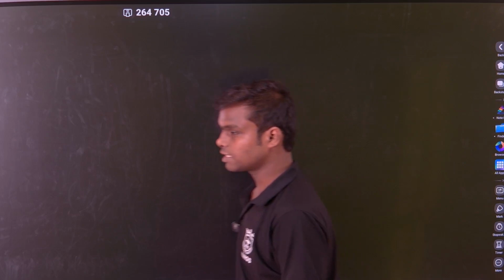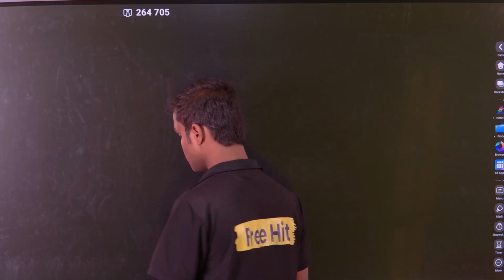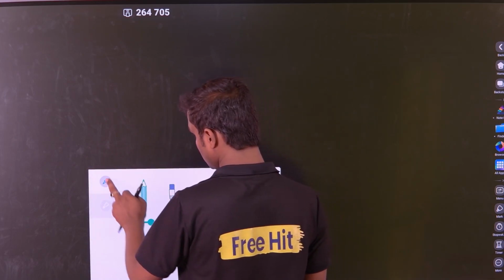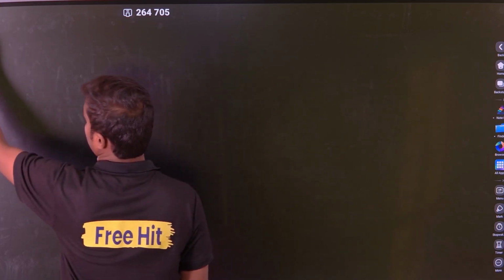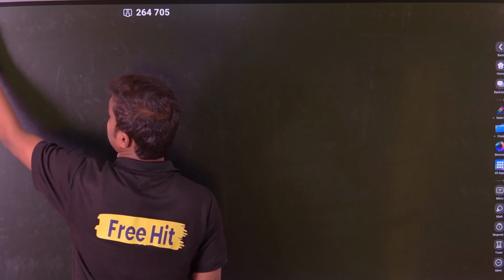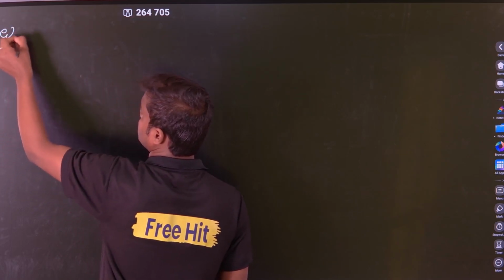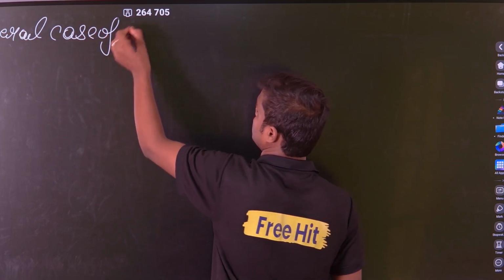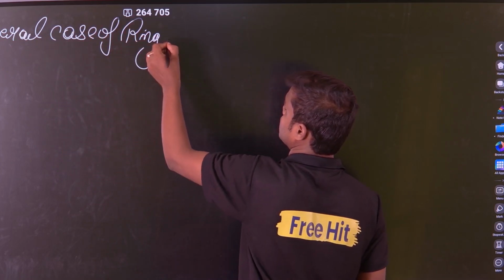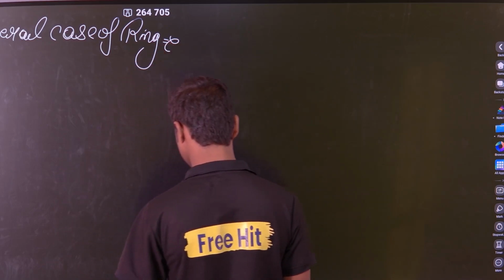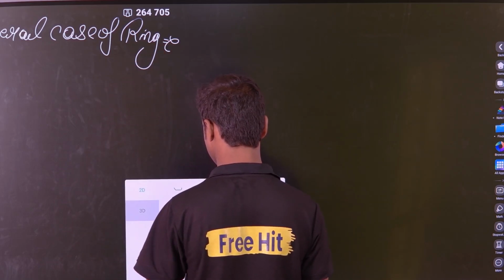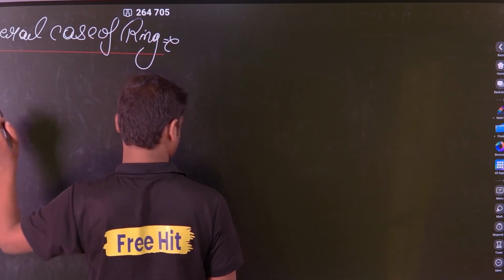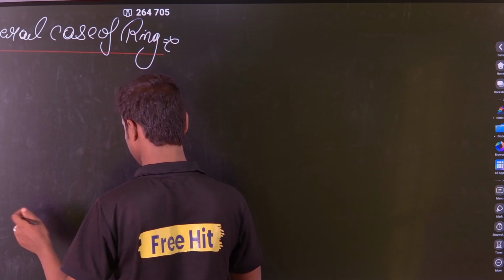Okay, in the last class we have seen the ring. So let's take a general case. We have seen the axis of the ring, so let us consider another case, that is the general case of a ring. What do you mean by the general case of a ring?